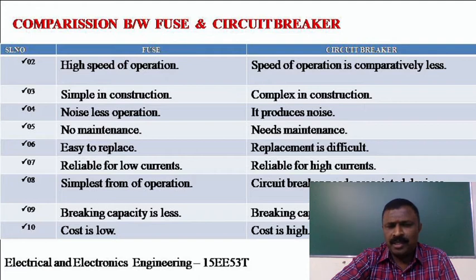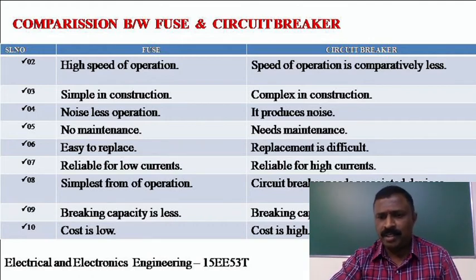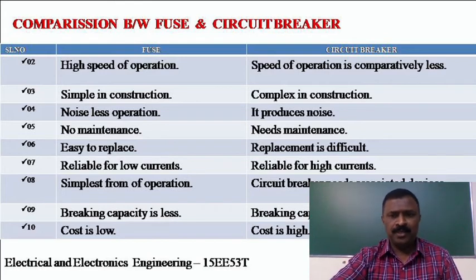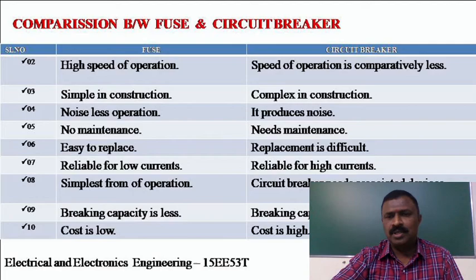For the fuse, the breaking capacity is less. Again, the breaking capacity is the RMS value of the AC component of the prospective current at the rated voltage. But since the circuit breaker is reliable for high currents, the current handling capacity of the circuit breaker is high, and therefore the breaking capacity is also high. And finally, the cost is less for the fuse, and we have more cost for the circuit breaker.